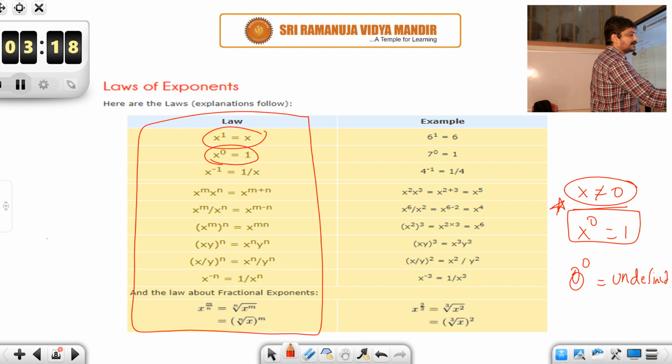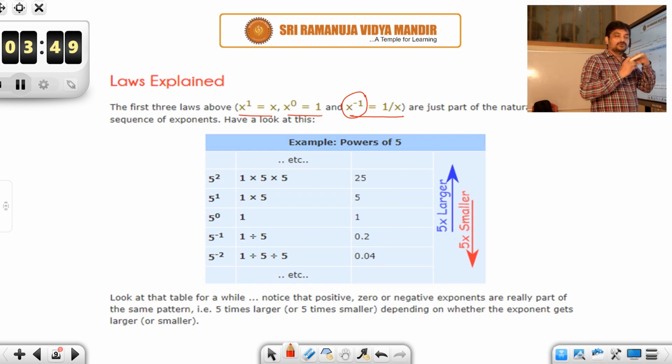Okay, and let's delve into these laws. So to start with, see the first 3 laws: x power 1 is equal to x, x power 0 is equal to 1, and x power minus 1 is equal to 1 by x. X power minus 1 means, see, whenever there are negative exponents, you will use it to represent a reciprocal. So for example, if you have to represent a reciprocal 1 by x, you will represent it by x power minus 1. If you have to represent 1 by x square, you will represent the same with a negative exponent.